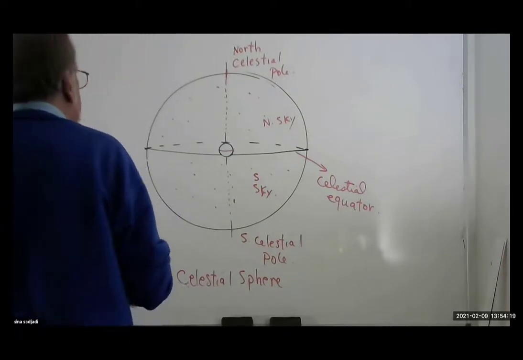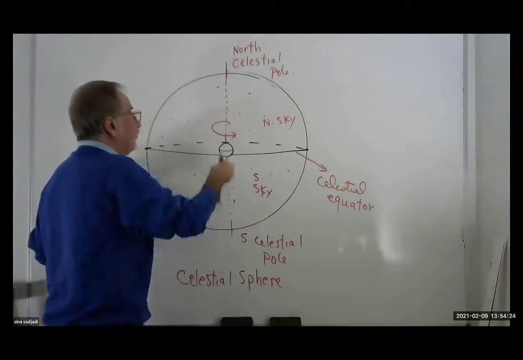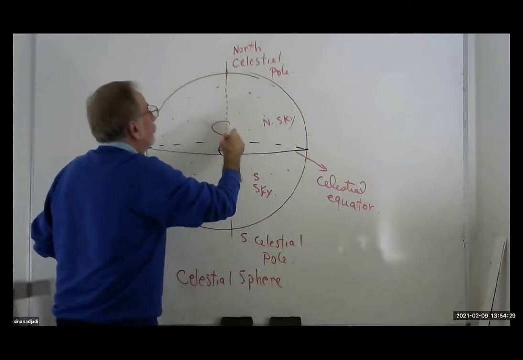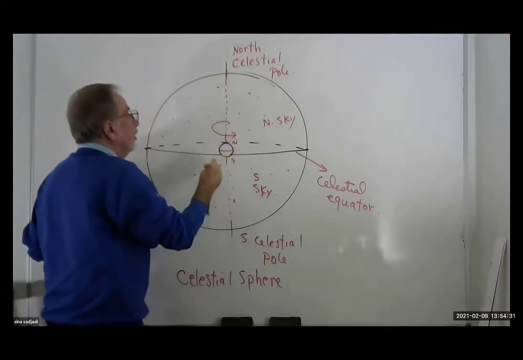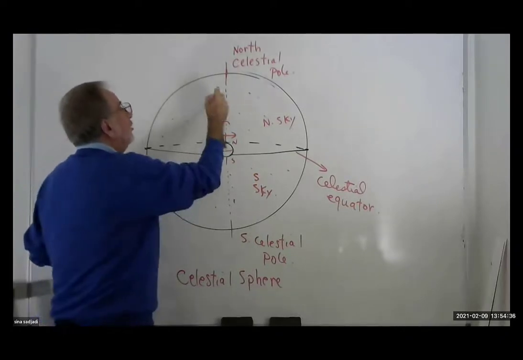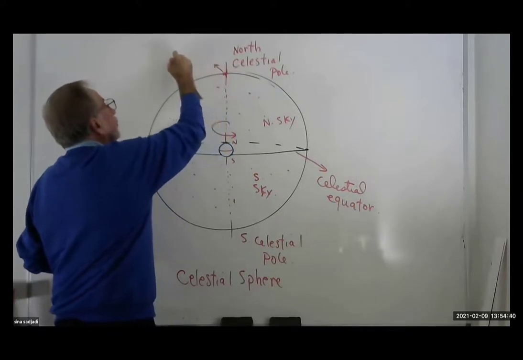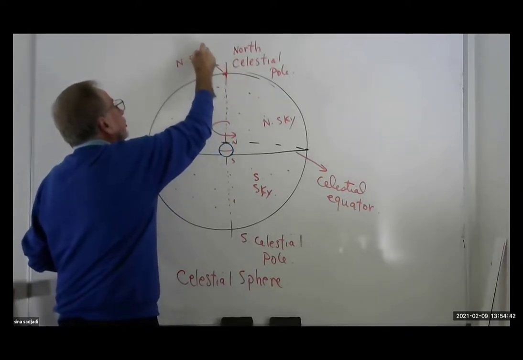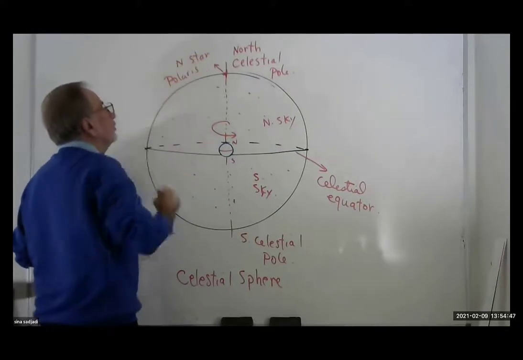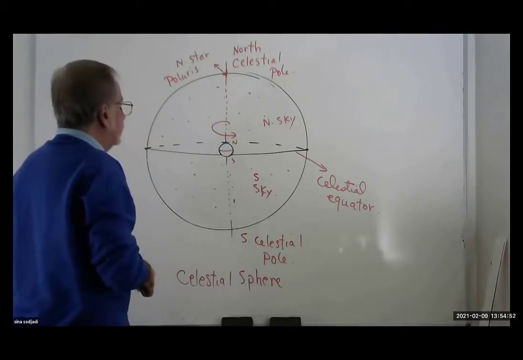And then the Earth rotates. So it rotates this way, counterclockwise if you look down on the Earth from the poles. And then, so this is a north pole of the Earth. This is a south pole of the Earth. This is a northern hemisphere of the Earth. This is a southern hemisphere of the Earth. And then North Star is right here. North Star is called Polaris. Okay, like that.